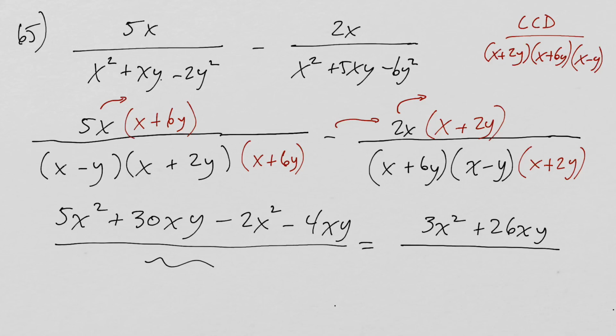Okay, now I'm going to write my denominator down. So I have x minus y, x plus 2y, times x plus 6y. Yikes, I just realized I wrote the problem down wrong. This was not a 2, this was a 3. Let's see how that changes the problem.